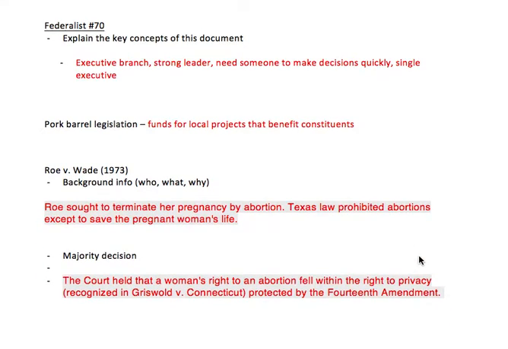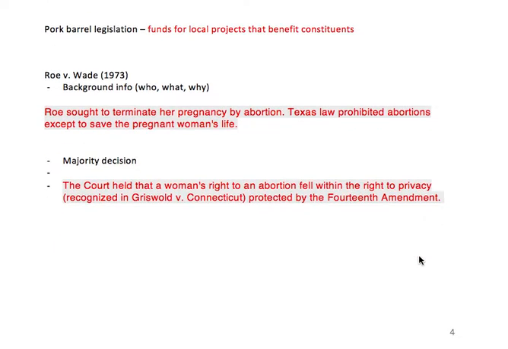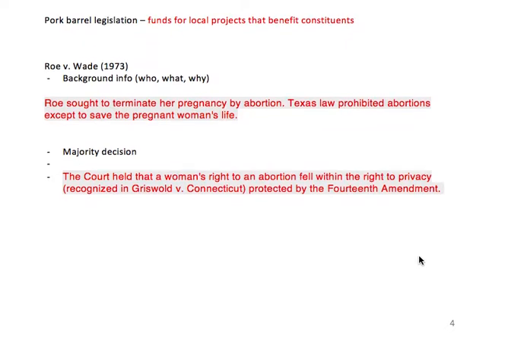It deals with the executive branch and talks about needing a strong leader so that decisions can be made quickly. Pork barrel legislation, the idea that individuals in Congress will try to fund projects that will just be for their local constituents to show them that they are doing something for them.